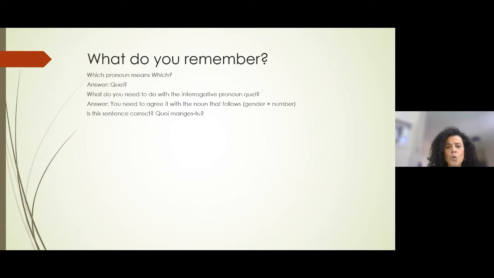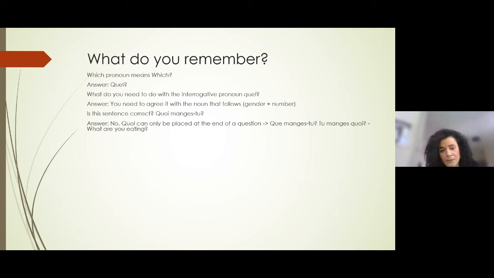Is this sentence correct? Quoi manges-tu? Could you repeat that question, please? Yes. Quoi manges-tu? Is this correct? So somebody has said no because you have to put the quoi at the end of the sentence. Is that correct? Yes, perfect. Yes, quoi only comes at the end. D'accord? It can only be placed at the end of a question. Que is always placed at the beginning. So quoi manges-tu doesn't work here. You have to say que manges-tu or tu manges quoi, d'accord? Meaning what are you eating?